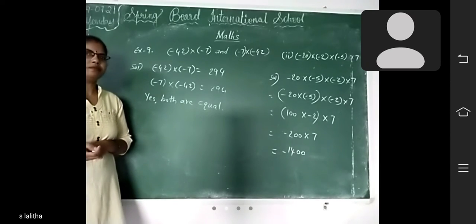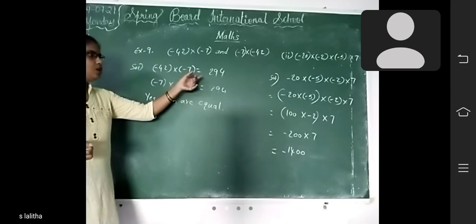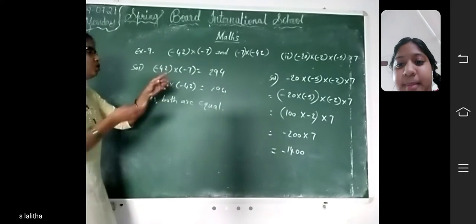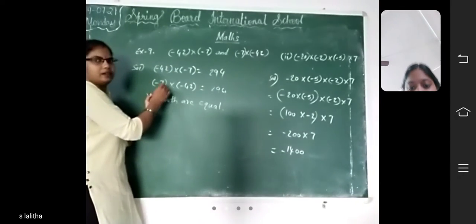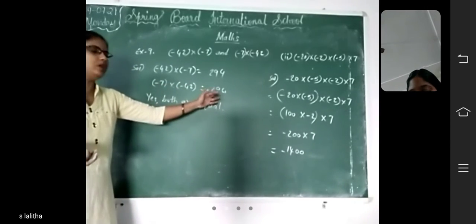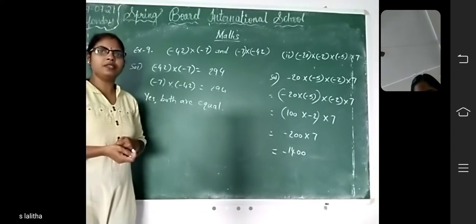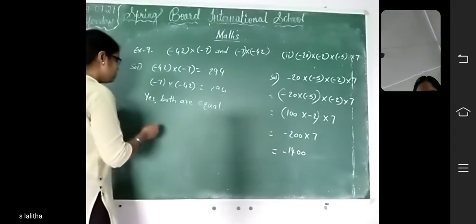Which property, children? Here, first one, minus 42 into minus 7. Okay, 294 is the answer. You have to reverse this order: minus 7 into minus 42. We will get the same answer again, 294. So you have to reverse the order, meaning which property is that one? Commutative.